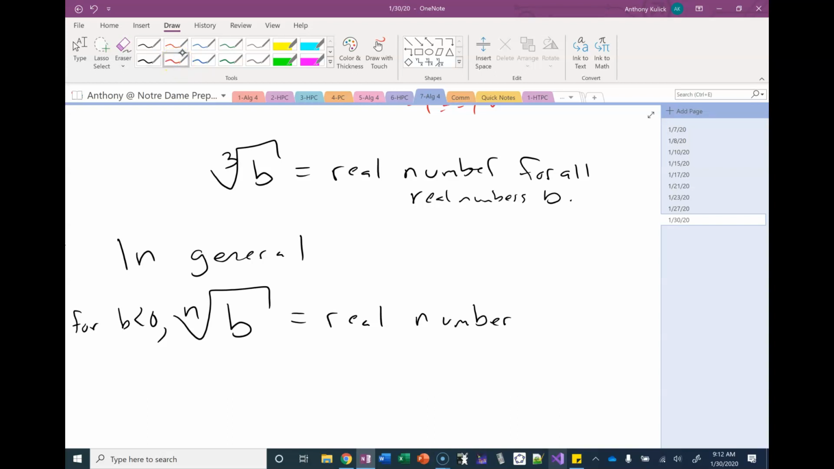So we saw for square roots, what index does a square root have? 2. We can't deal with negatives, right? For a cube root, what index does a cube root have? 3. We can deal with negatives. What kind of number is 2?